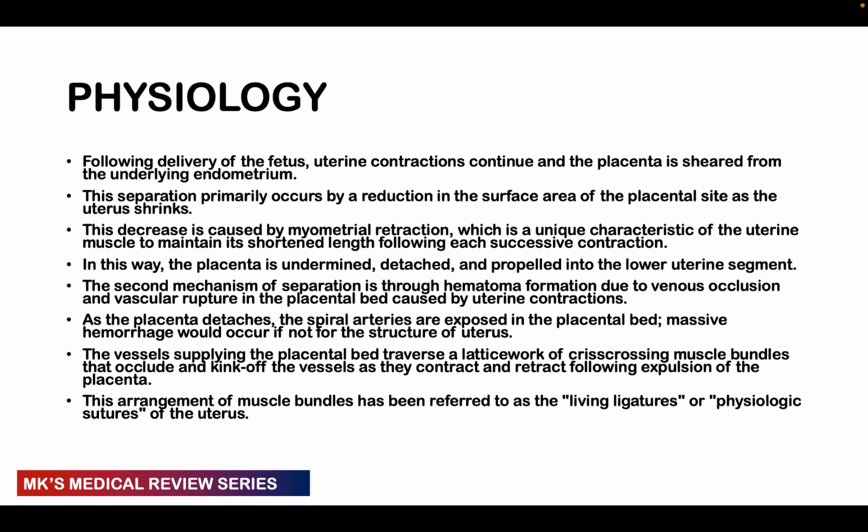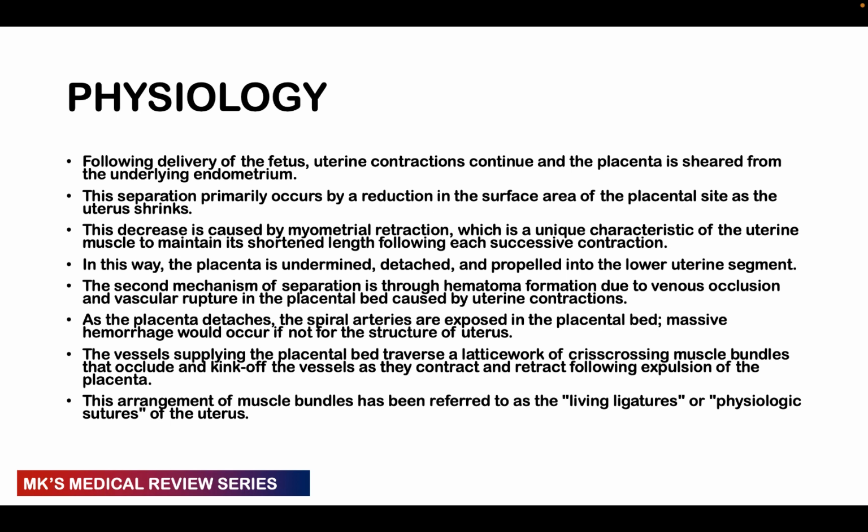And remember that this decrease is caused by myometrial retraction, and it's actually a unique characteristic of the uterus. Like I said, you have these blood vessels within the muscle layer that are crisscrossing. So in this way, the placenta is undermined, detached, and propelled into the lower segment. The second mechanism for separation is hematoma formation, which is due to venous occlusion and vascular rupture in the placental bed, caused by these uterine contractions.